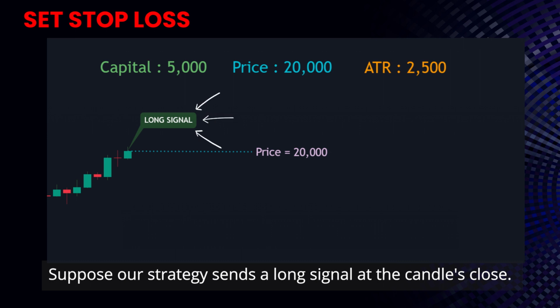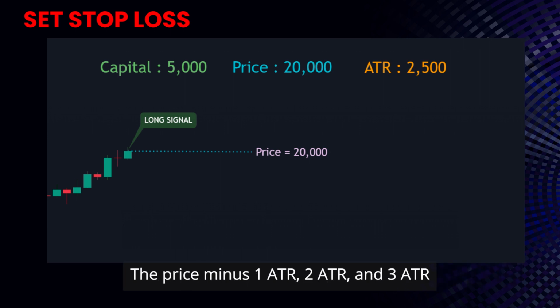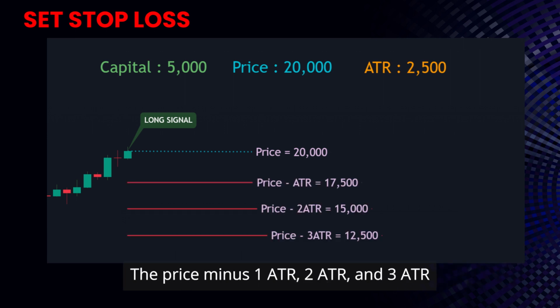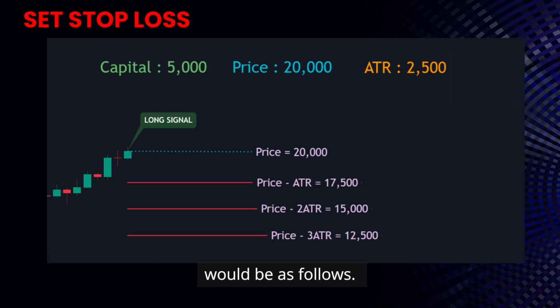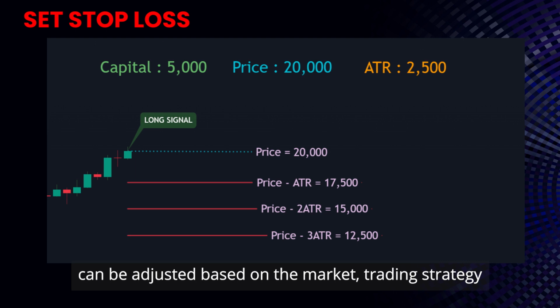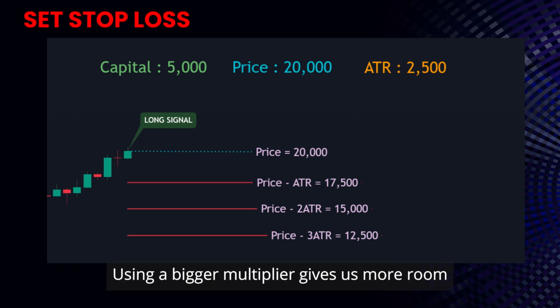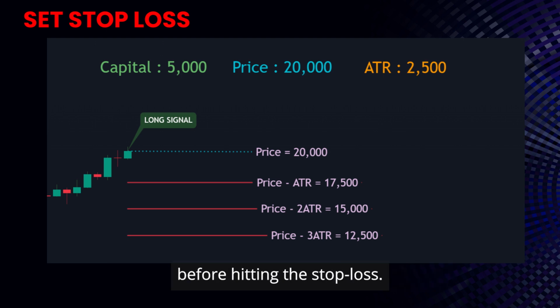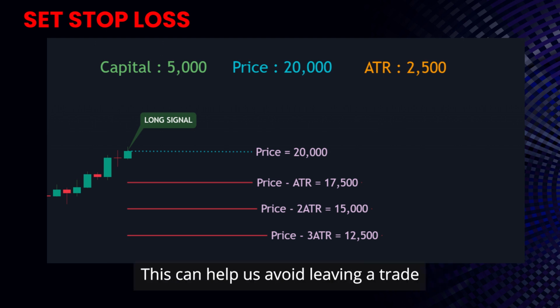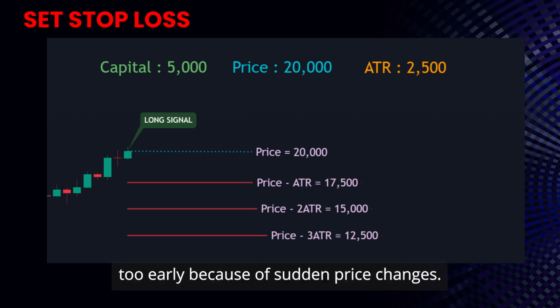Suppose our strategy sends a long signal at the candle's close. The price minus 1 ATR, 2 ATR, and 3 ATR would be as follows. Setting the multiplier can be adjusted based on the market, trading strategies, and individual investment environment. Using a bigger multiplier gives us more room before hitting the stop loss. This can help us avoid leaving a trade too early because of sudden price changes.